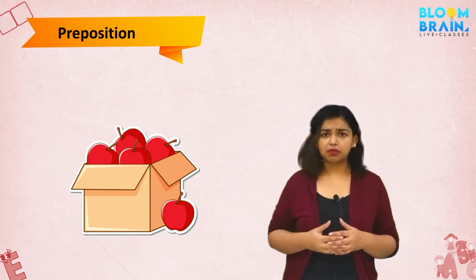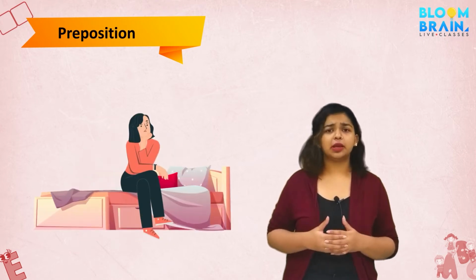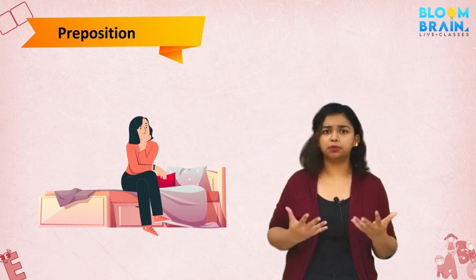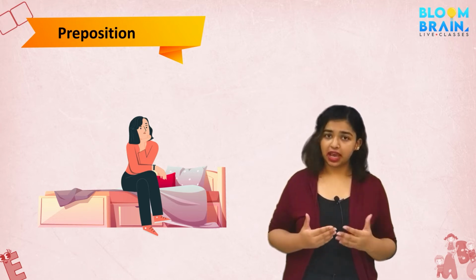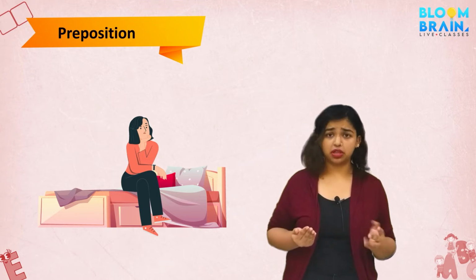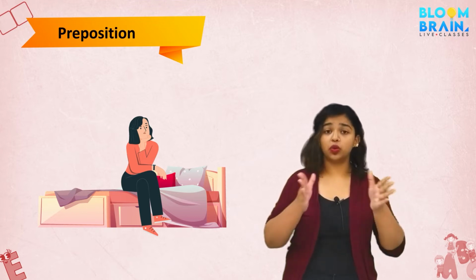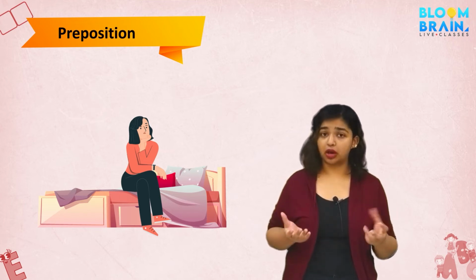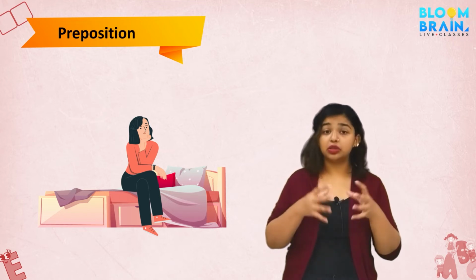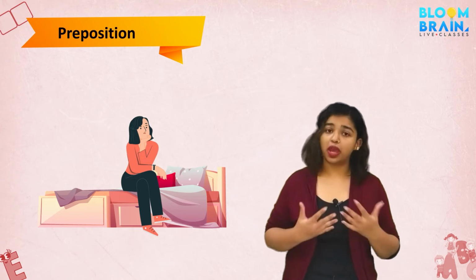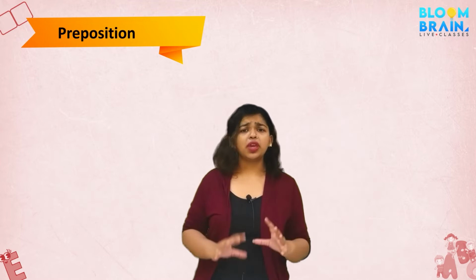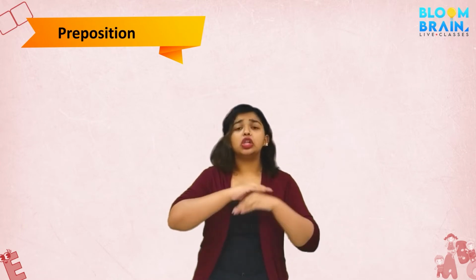There can be pronouns as well. So let's say she is on the bed, she's sitting on the bed, right? She is a pronoun, bed is a noun, and we are forming a relationship between the pronoun and the noun using what? On. Where is she sitting? She's sitting on the bed, right? So we can use a lot of prepositions in order to indicate a lot of things.